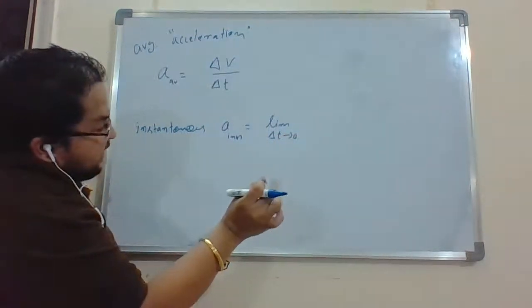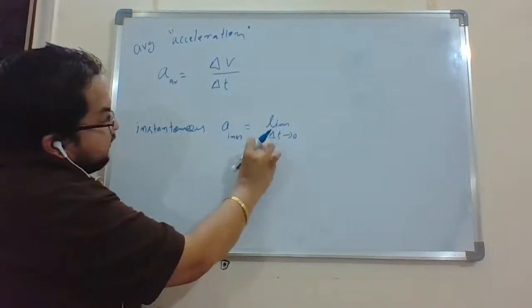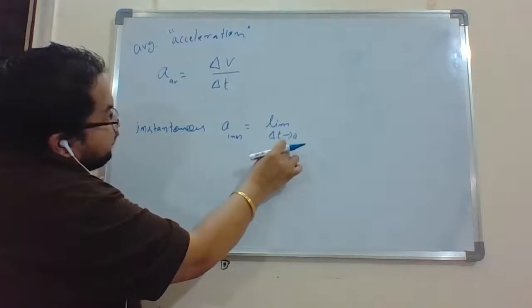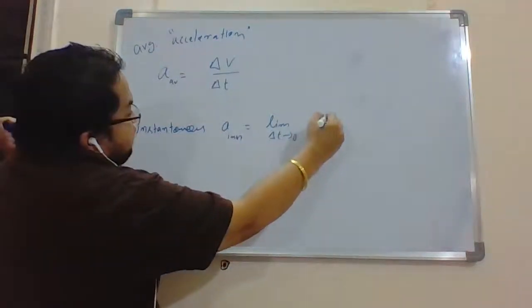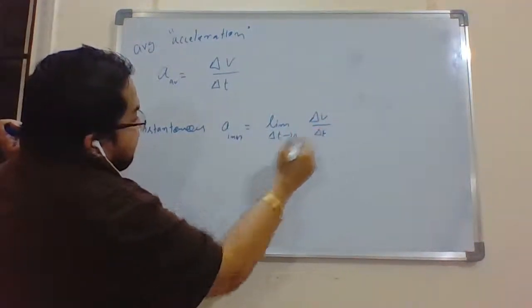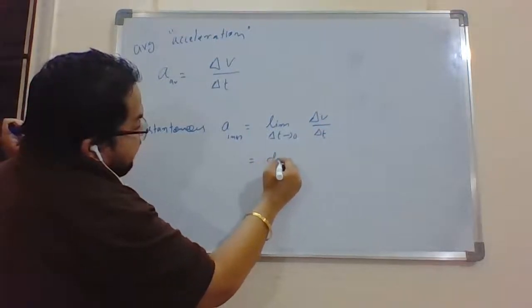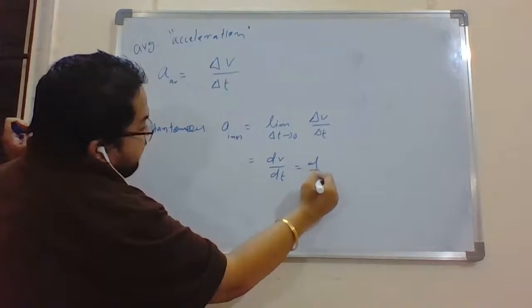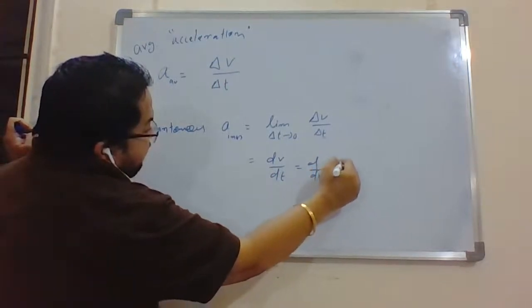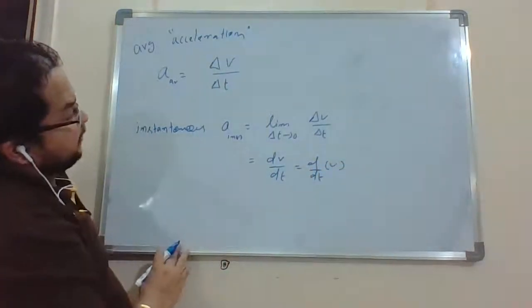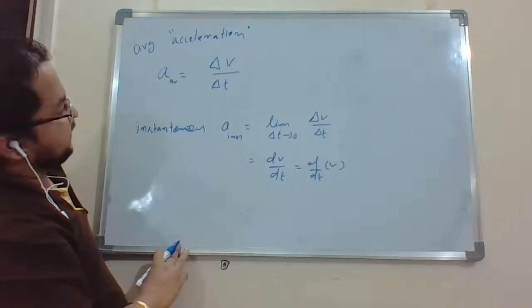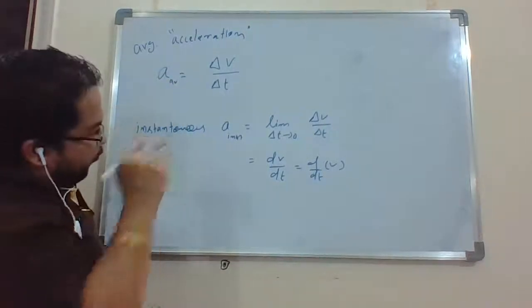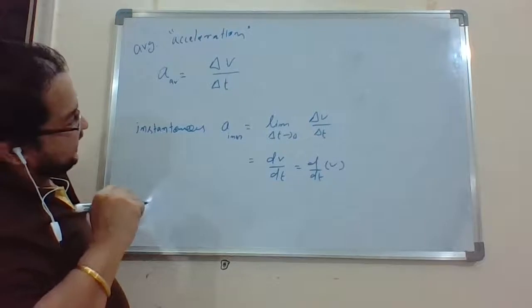So at any given instant, your difference in time would be almost zero. Change in speed by change in time, which we can also say dv by dt or d by dt of speed, that is your instantaneous acceleration. Okay, so here one thing which I intentionally changed.